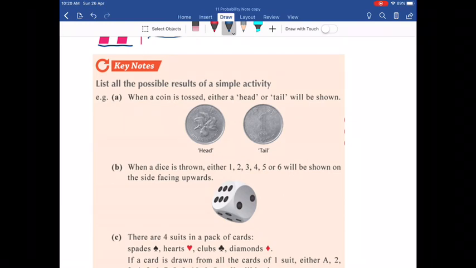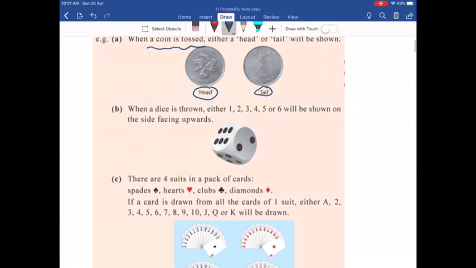First, the most common example is to toss a coin. You have two outcomes, head and tail. Why do we call it head? Because in the past, the coins had the queen's icon. That is the queen's head, so we call it head or tail. The coin is tossed, and either it is head or tail.